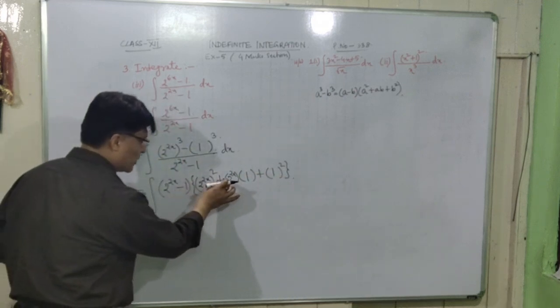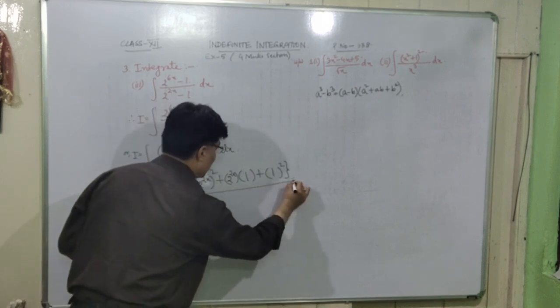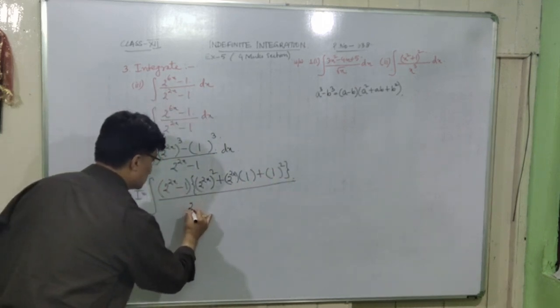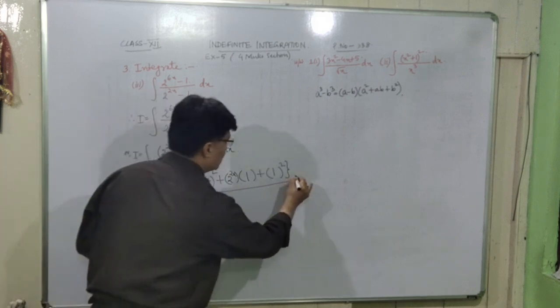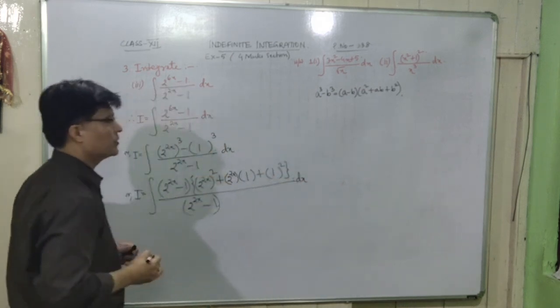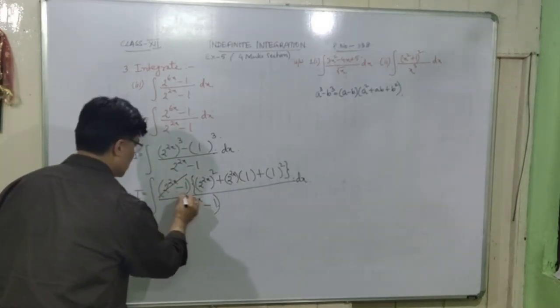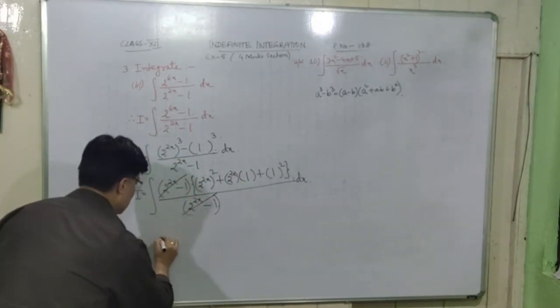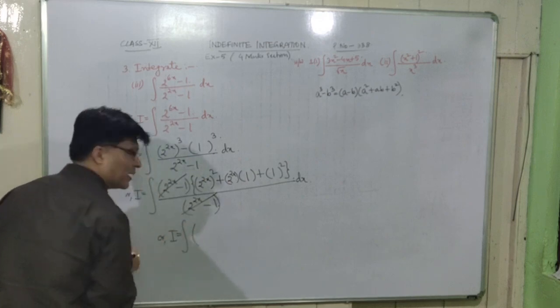So this is a square plus ab plus b whole square, whole divided by, what will you write here? It is 2 to the power 2x minus 1. Then you can write here dx. Understood? So we can cancel here. This 2 to the power 2x minus 1 will be cancelled. Or I is equal to integration of, within bracket.